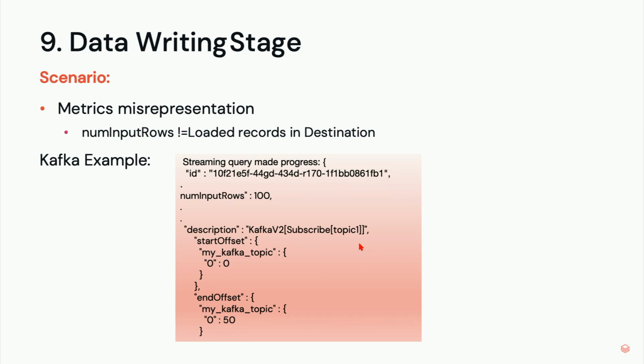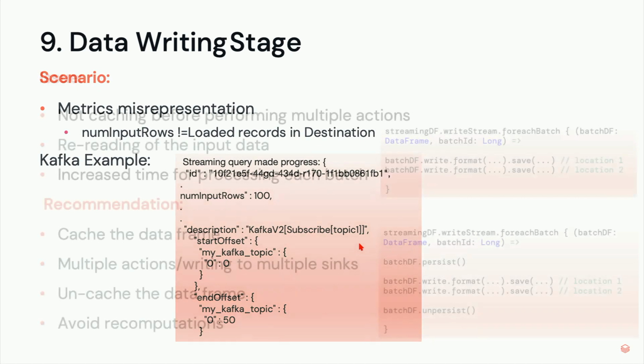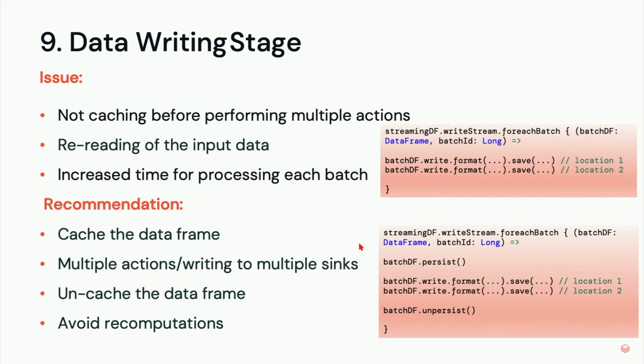But why are the num input rows showing as 100? That's a problem. There is a mismatch between what it is displaying and what was really processed. What is the problem here? Here the problem is that the customer is using foreachBatch, and inside the foreachBatch there are multiple actions. If there are multiple actions, then there is a chance of rereading the input data from the source. This will impact the performance, and it will unnecessarily use resources. And moreover, it will create confusion in the display metrics.